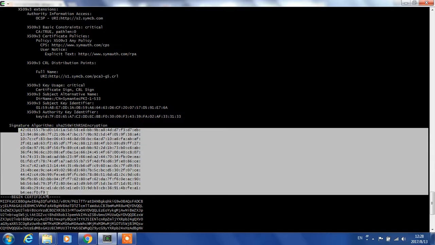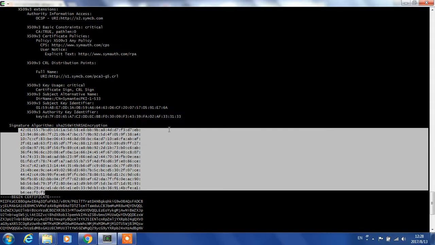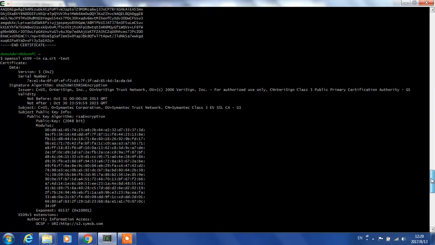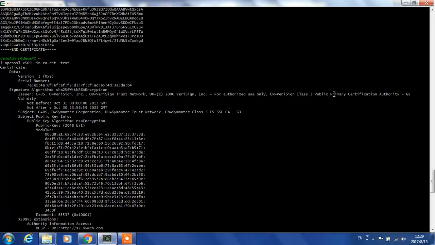So at that point, since VeriSign is a well-known organization, everybody trusts VeriSign. So we say the certificate chain is verified. Technically, what do we mean? Everybody trusts VeriSign.